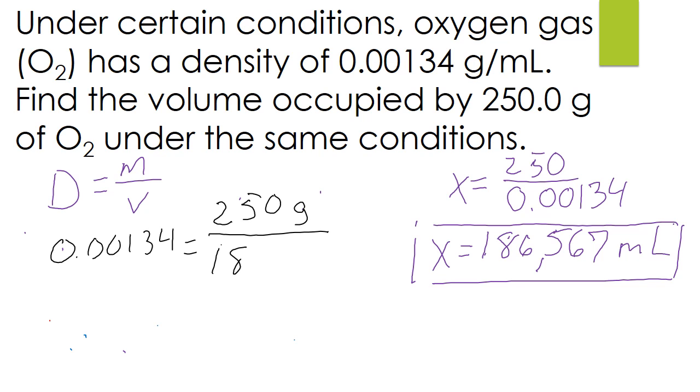I'm saying that the volume is 186,567. I can plug that into my calculator, see if I get the same thing. 250 divided by 186,567. I'm going to get 0.00134. So I'm good to go.